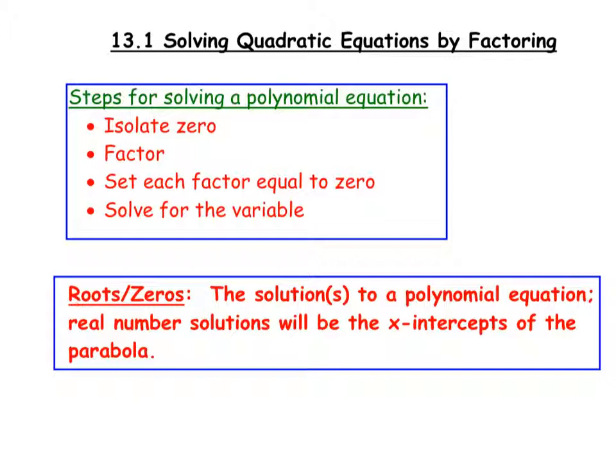Remember, the solution is called the roots or the zeros, and these are going to be the x-intercepts of the parabola, where it crosses the x-axis. So we're looking for the x-intercepts. Those are called the roots or the zeros.